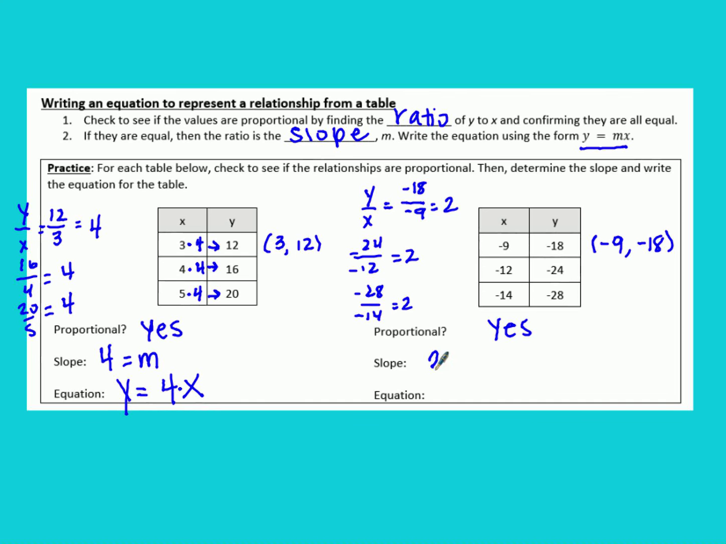Our slope is 2, and that means that in y equals mx form, it's y equals 2x for this equation. Now, if you go back into your table, what do you need to do to x to get to y? You have negative 9. If you multiply that by 2, you'll get negative 18. Negative 12 times 2 is equal to negative 24. Negative 14 times 2 is equal to negative 28. So every time you have an x, multiply it by 2, and that will equal your y. It's just kind of that other way of seeing that there.